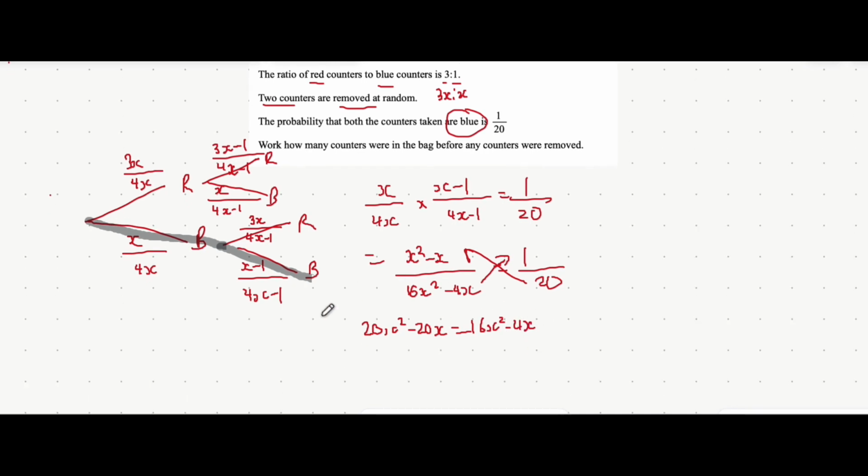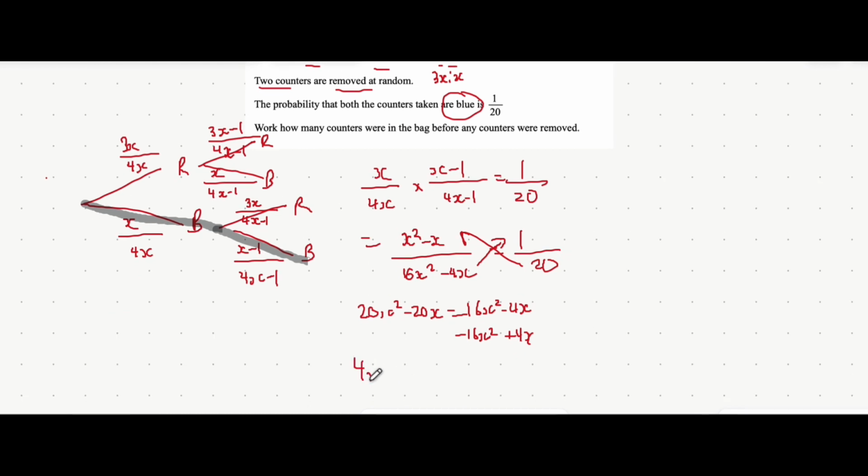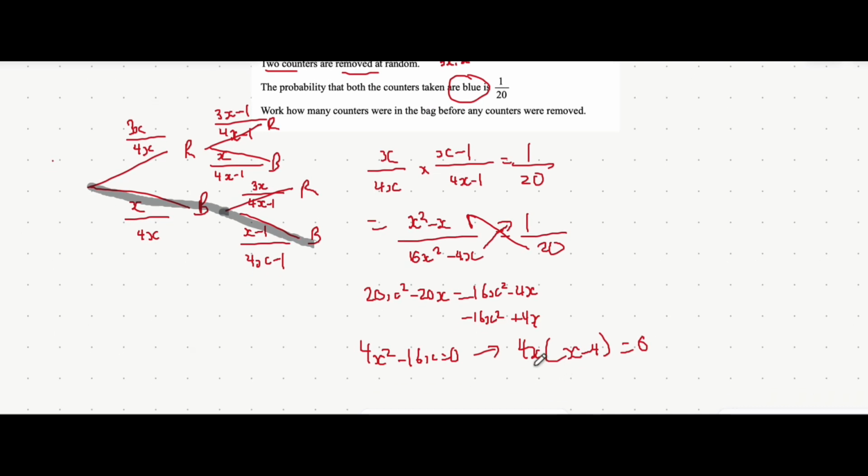Let's now take all the terms to one side so it's easy to solve. Subtracting 16x squared from both sides and adding 4x to both sides of the equation, we get 4x squared minus 16x is equal to 0. And now it's in a position where we can factorize it pretty easily because we know 4 goes into both terms and x goes into both terms. So we can say this is 4x lots of x minus 4. And this left hand side is equal to 0 either when x is equal to 0 or when x is equal to 4.